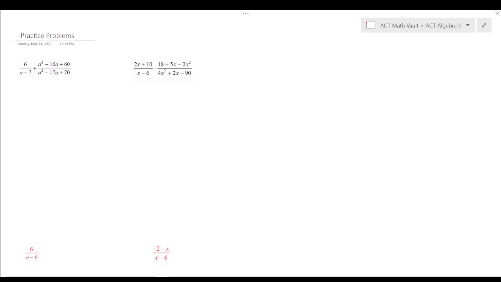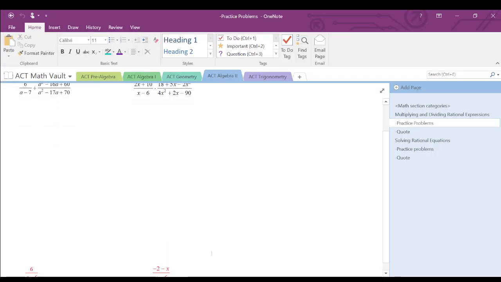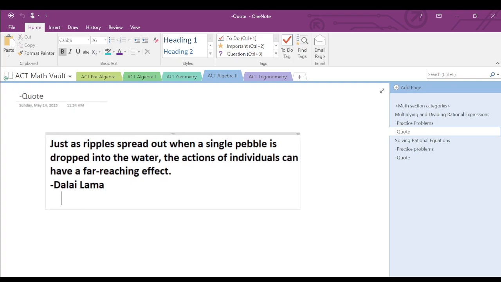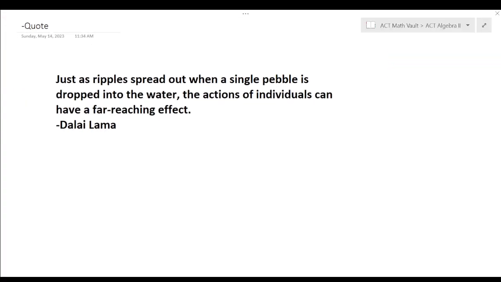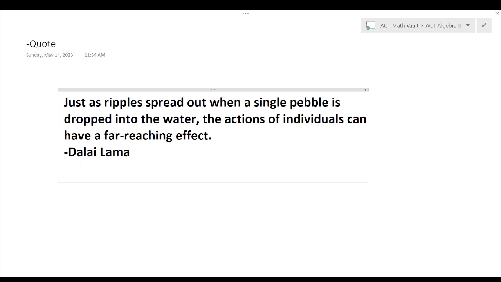And before I leave you, I always like to give you a quote for good measure. I think about the ripple effect a lot when I work in a school setting. So I like this quote a lot. Just as ripples spread out when a single pebble is dropped into the water, the actions of individuals can have a far-reaching effect. That's from the Dalai Lama.